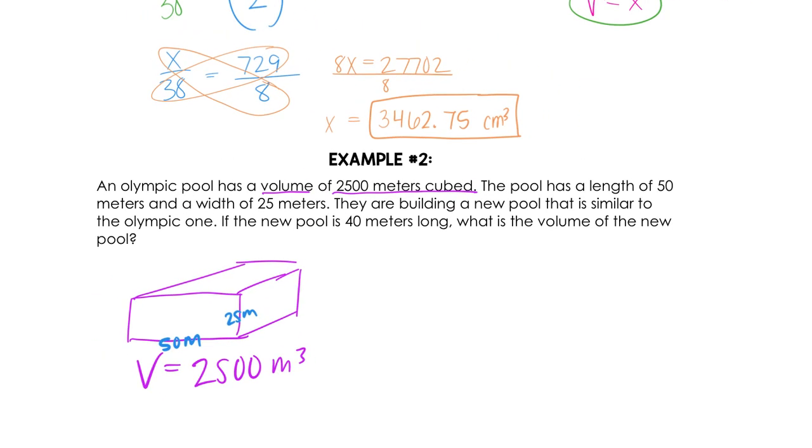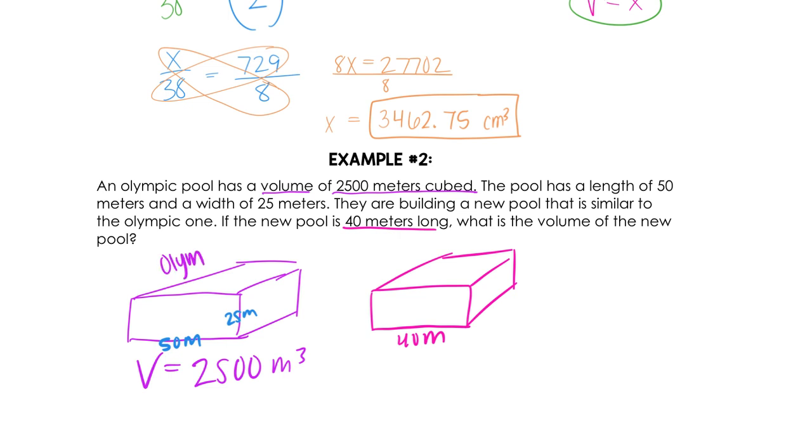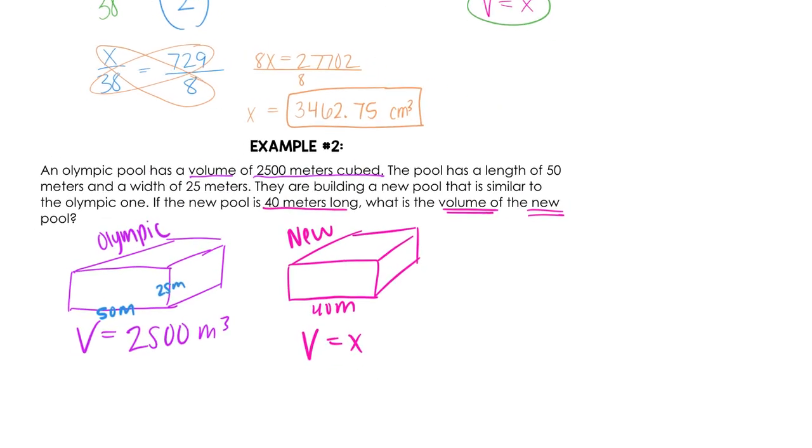Okay, so they're building a new pool that's similar to the Olympic one, and the new pool is 40 meters long. So this is very similar to that Olympic pool problem from before. So we have 40 meters here, and then we don't have any other measurements about this new pool, right? So this one's the Olympic one. This one's the new one. It says, what is the volume of the new pool? So I'm just going to put volume here. We'll call it X. And then we can just make a ratio for this.